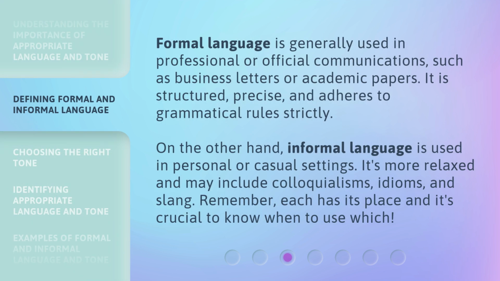Formal language is generally used in professional or official communications, such as business letters or academic papers. It is structured, precise, and adheres to grammatical rules strictly. On the other hand, informal language is used in personal or casual settings. It's more relaxed and may include colloquialisms, idioms, and slang. Remember, each has its place and it's crucial to know when to use which.